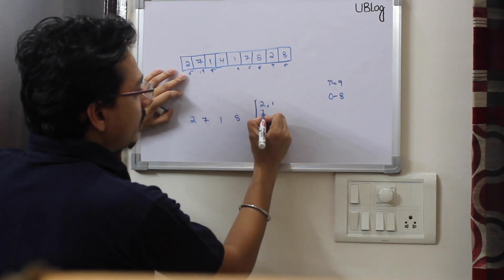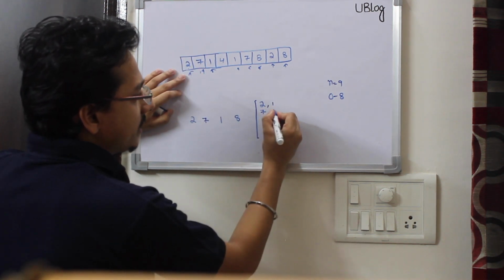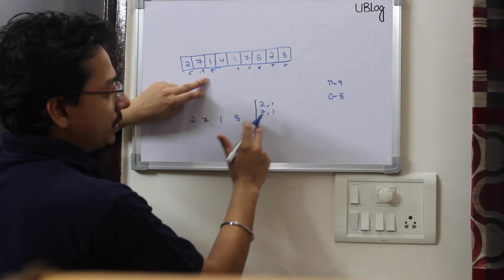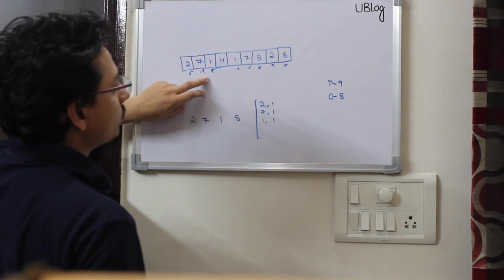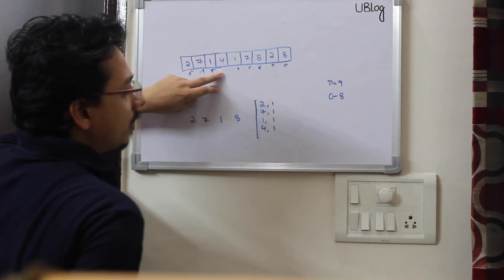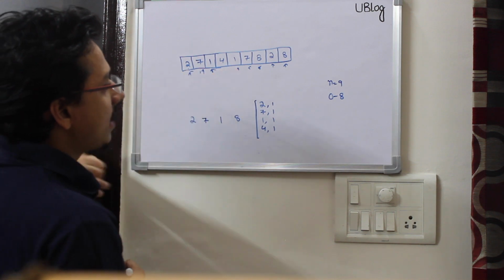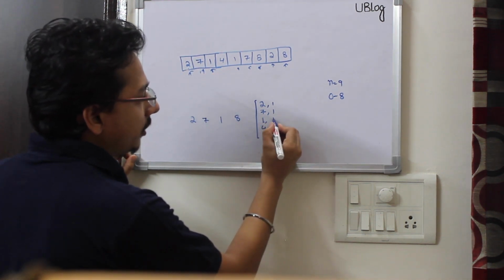Now I'll come at 7. I check if 7 is present in the hash map or not. It is not present, so I'll update the occurrence as 1. Now I come at 1. 1 is not present in the hash map, so I'll insert it in the hash map and make the count as 1. Again I come at 4. 4 is not present. I'll insert 4 and insert the value as 1. Again I am at 1, so my 1 is present. So I'll just update the value of key 1 by 1.